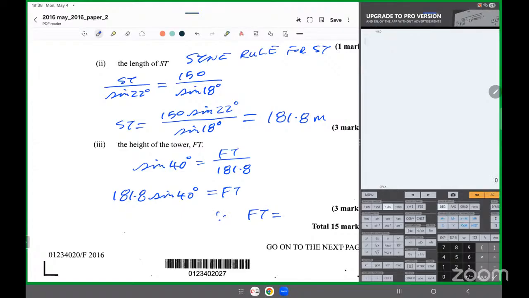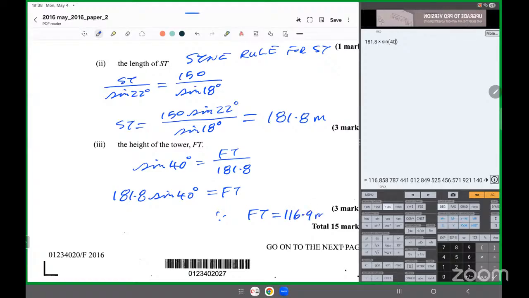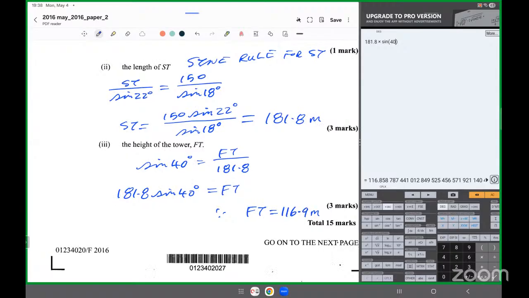Let's work it out. So it's going to be 181.8 times the sine of 40 degrees. That's 116.9 meters. Done. That's a nice easy question.